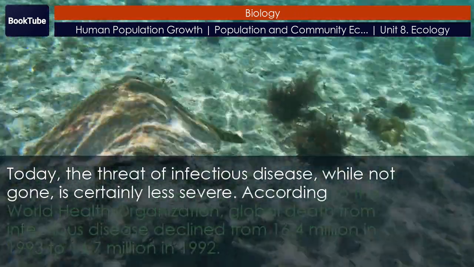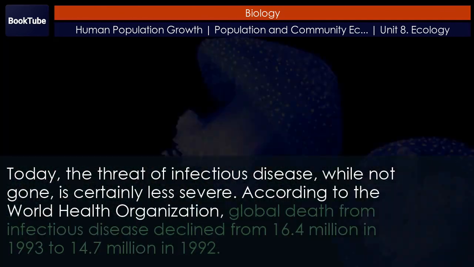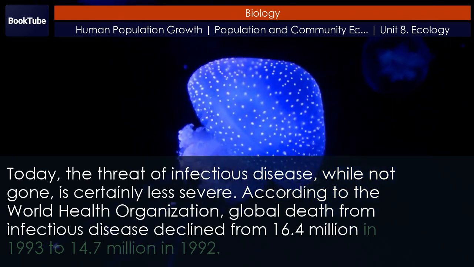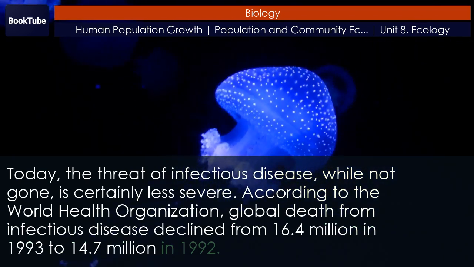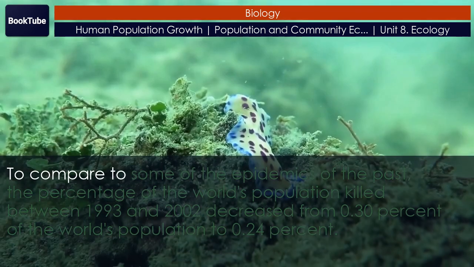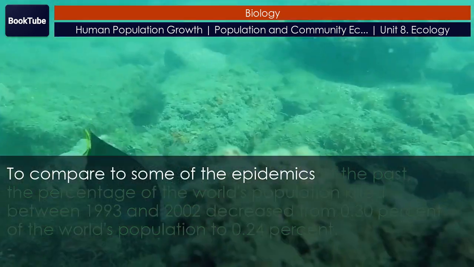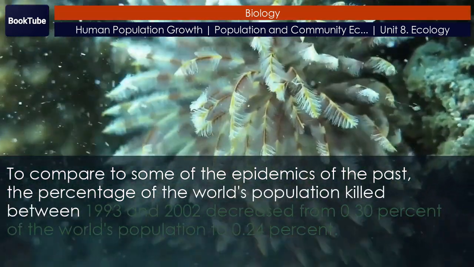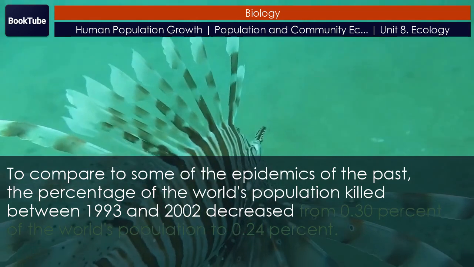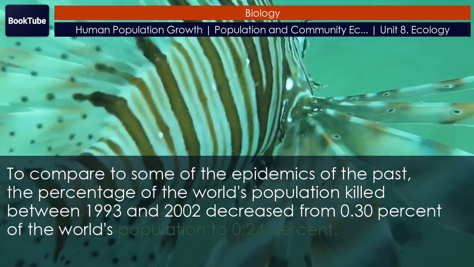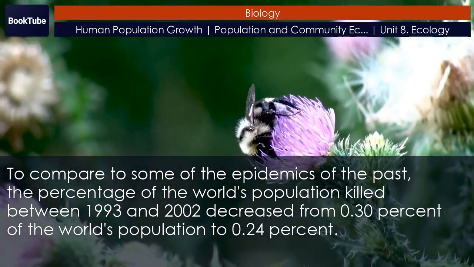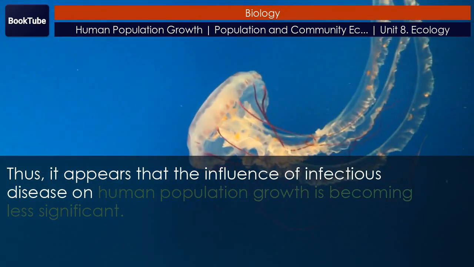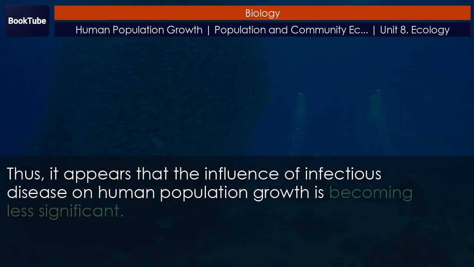According to the World Health Organization, global death from infectious disease declined from 16.4 million in 1993 to 14.7 million in 1992. To compare to some of the epidemics of the past, the percentage of the world's population killed between 1993 and 1992 decreased from 0.30% of the world's population to 0.24%. Thus, it appears that the influence of infectious disease on human population growth is becoming less significant.